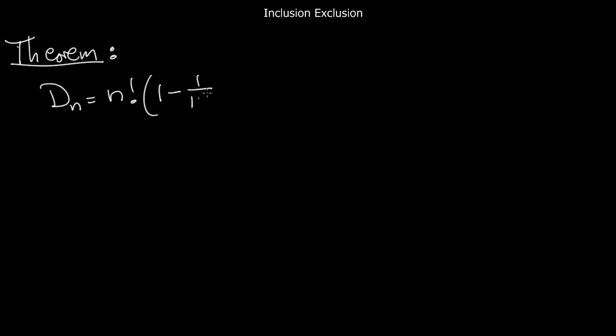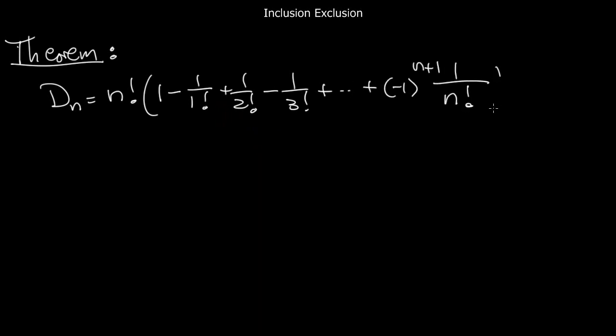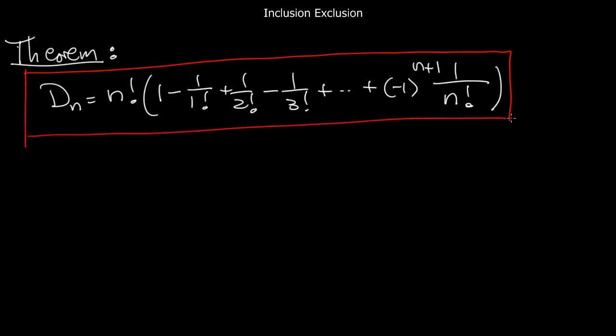So that gives us the following theorem. The nth derangement number is n factorial times 1 minus 1 over 1 factorial plus 1 over 2 factorial, down to minus 1 to the n times 1 over n factorial. And there is a misprint here, that n plus 1 has become an n. Minus 1 to the n, 1 over n factorial is the last term.